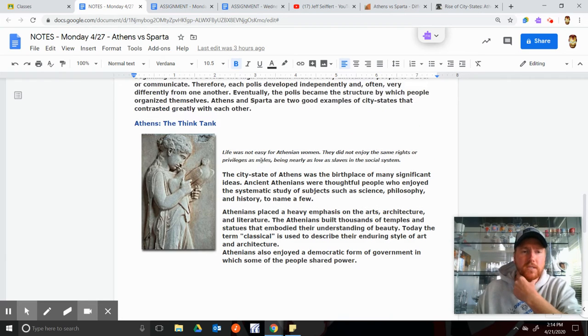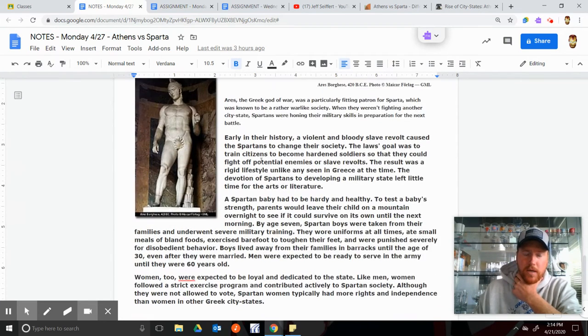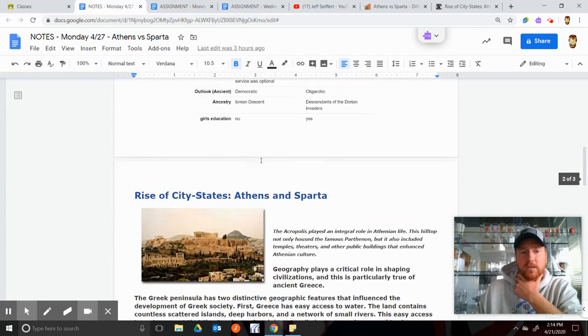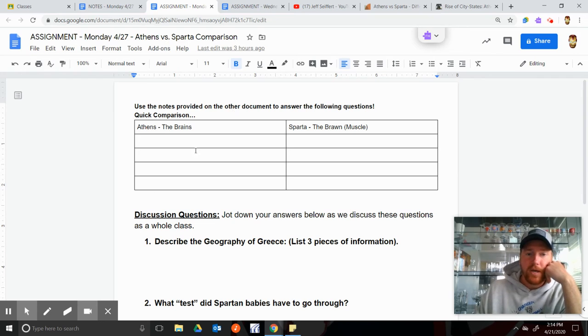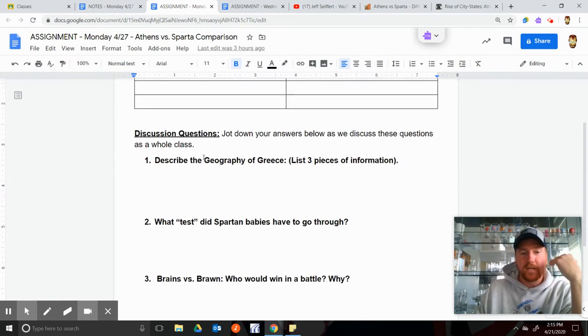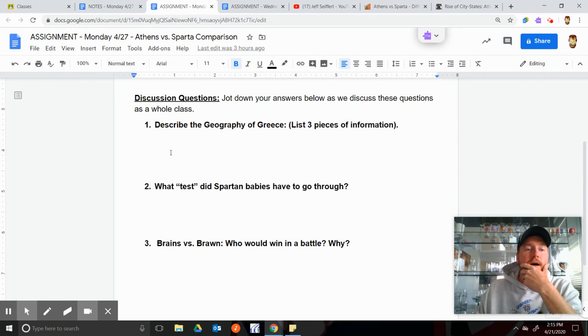What you're going to do with these notes is you're going to view these first, and you're going to use these notes to help you answer questions in Monday's assignment, which is just going to be a quick little comparison of Athens versus Sparta. As you can see, I have Athens, the brains, Sparta, the muscle, the brawn. And then there are a couple discussion questions that I want you to answer. One talks about the geography. Two talks about a test that the Spartan babies actually had to go through. They did not have a say, which was kind of messed up.